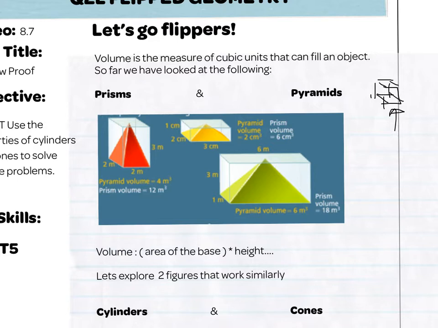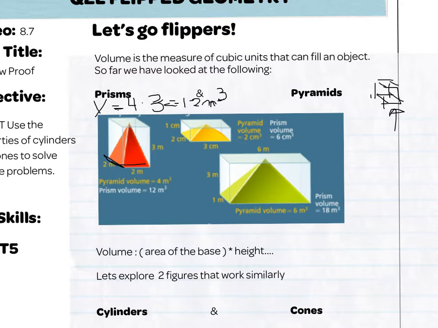And if we look at this really closely, we'll remember that this prism in particular here tells us that the prism's volume is 12. And we know that because the volume is calculated by looking at the area of the base. So the area of the base here is 2 by 2, so it's 4, and then times the height. So that gives us 12 units, 12 meters cubed.